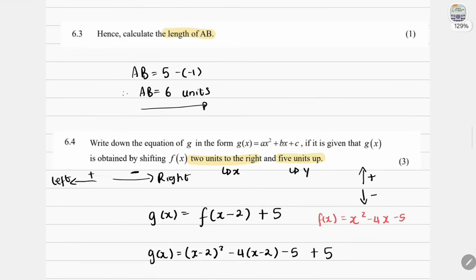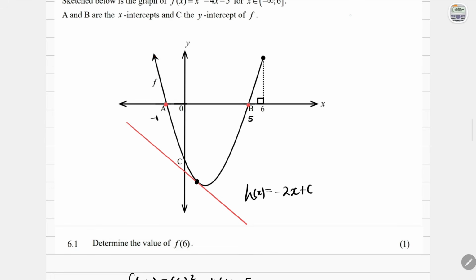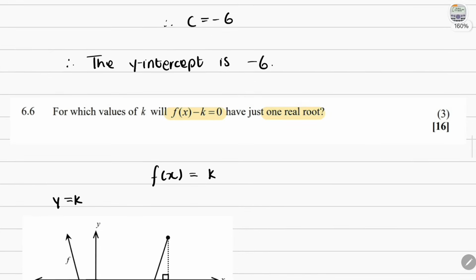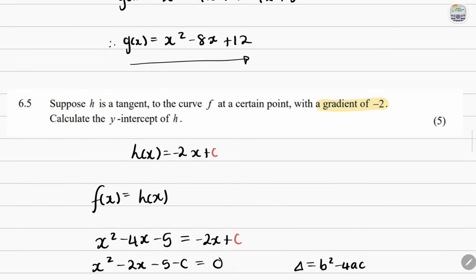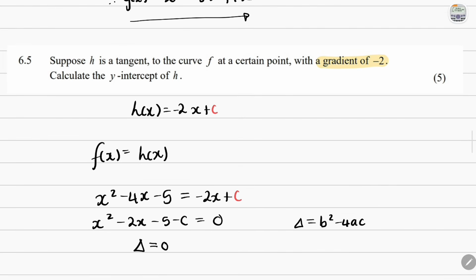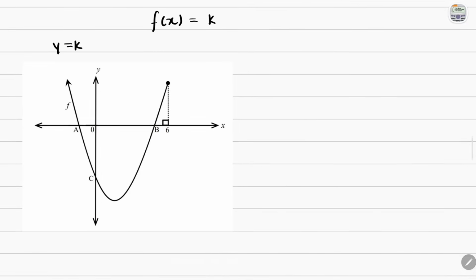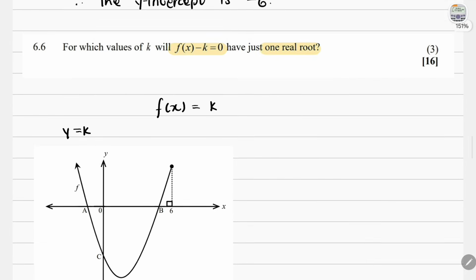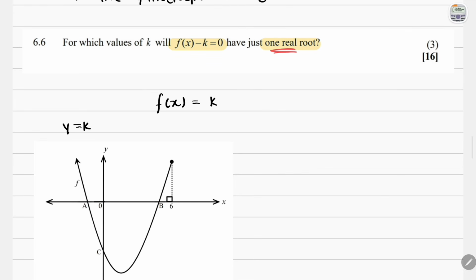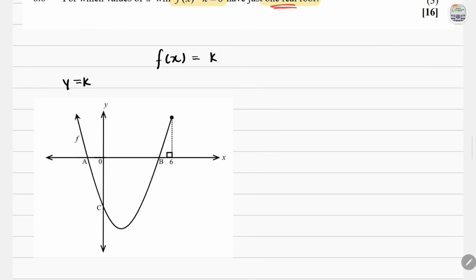Let's look at the graph. Let's just bring that graph down so we can better understand this. Okay, so it sounds a lot similar to the previous question, because in the previous question, they gave us a gradient, right? And they told us that we need to calculate the y-intercept of h that will ensure that the straight line with a gradient of -2 will be a tangent to the graph, so it intersects with the parabola once. In this case, we're also looking at a line that intersects with the parabola once because it must have one real root. But we know now that this is a horizontal line.